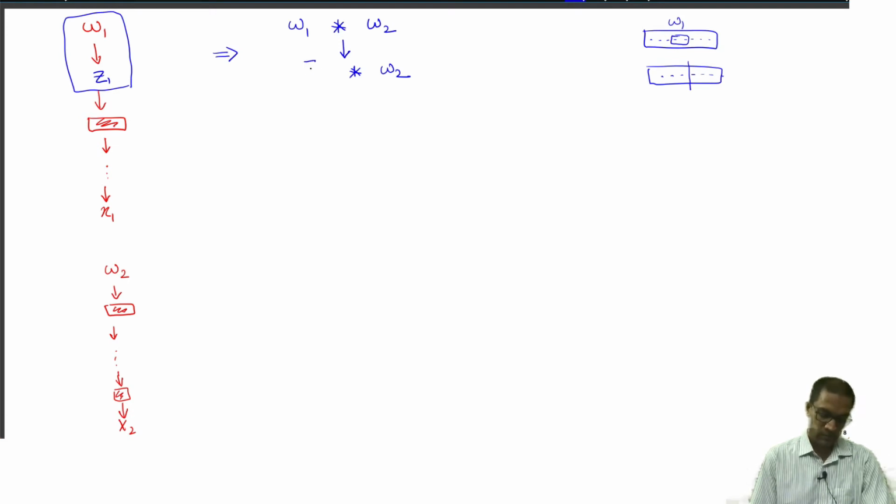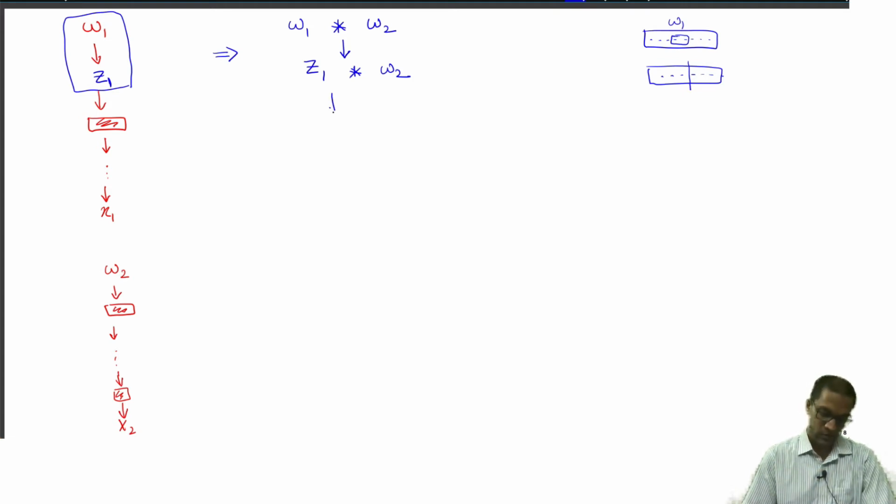Then here's what I mean: if from W1 to Z1 I can go by means of a basic rewriting rule, I can also go from W1 star W2 to Z1 star W2 by the same rule, because I only need to apply that rule to the W1 portion of my word.